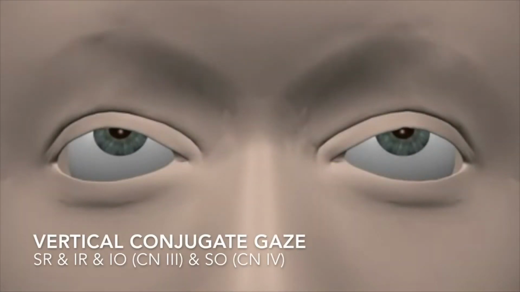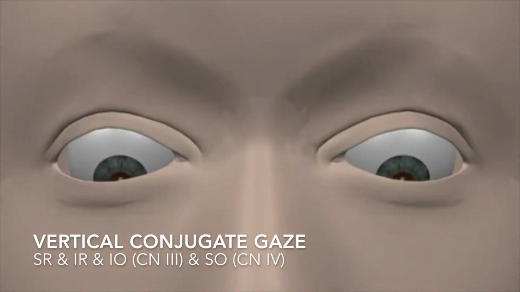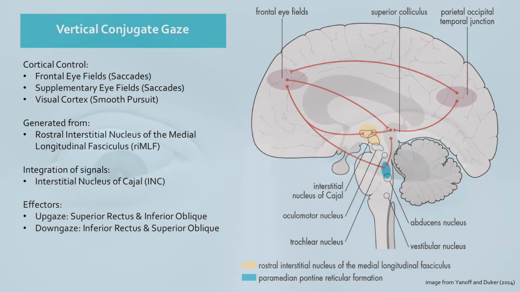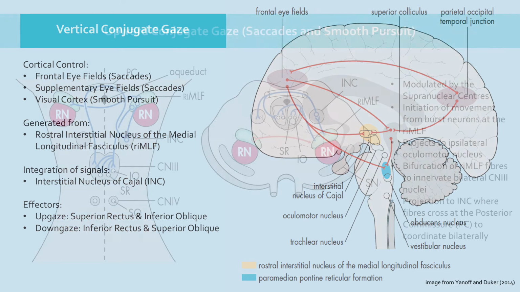Vertical conjugate gaze and torsion are mediated by structures in the pretectum, with some cortical control from the frontal and supplementary eye fields. The rostral interstitial nucleus of the medial longitudinal fasciculus, or RIMLF for short, and the interstitial nucleus of Cajal, or INC, are highlighted here and are the most important structures in the control of vertical conjugate gaze. Upward and downward saccades are mediated by burst neurons within the paired paramedian RIMLF.